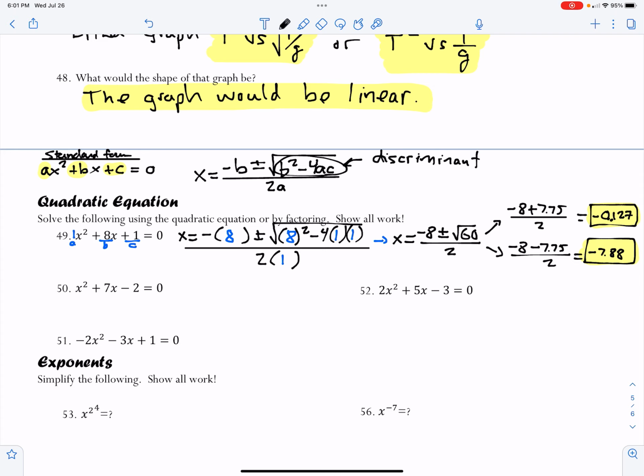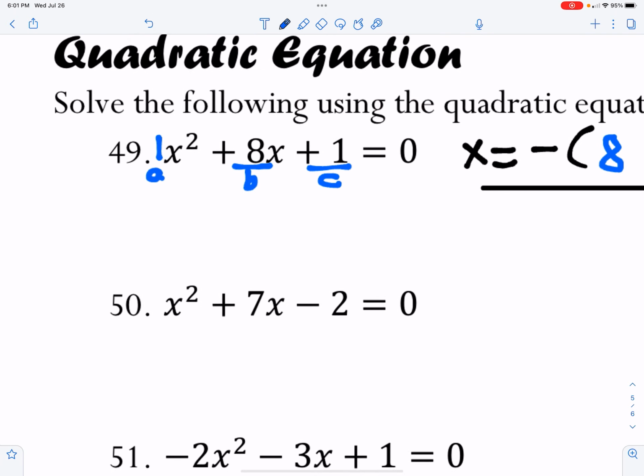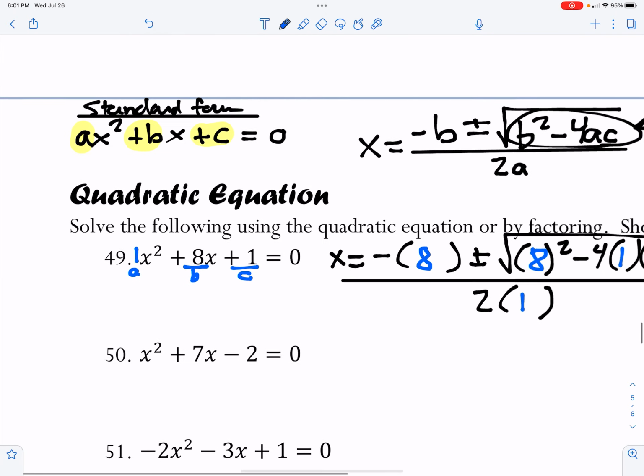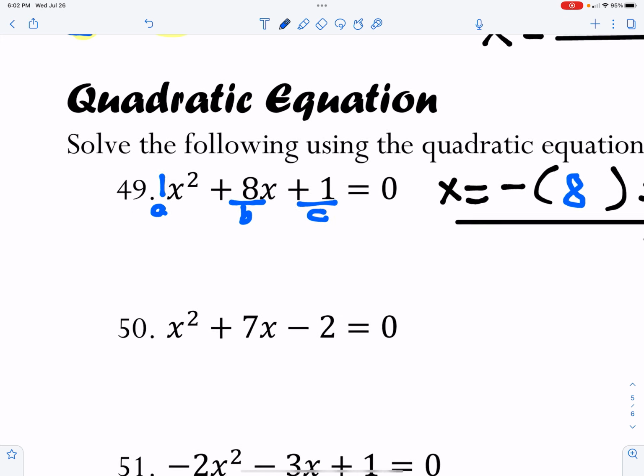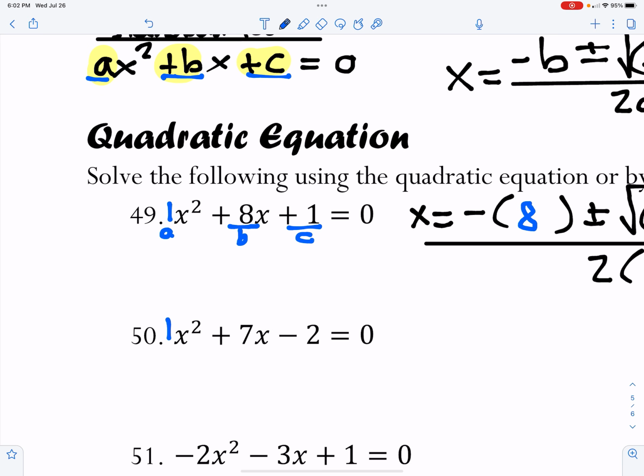Okay, number 50. Again, if it's in this form here, if it's in standard form, then just begin by identifying A, B, and C. If it's not in standard form, you have to rewrite the quadratic to get it in standard form first. So it's in standard form, so A is 1, B is 7, and C is negative 2.